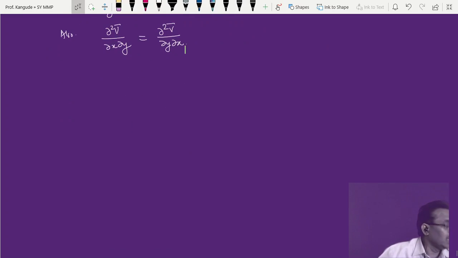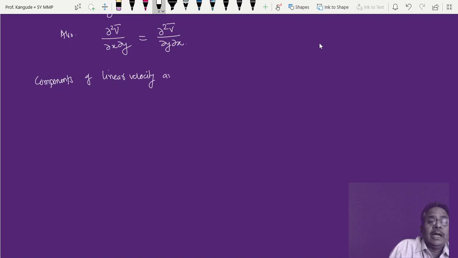How much time is there? 10 more minutes are there, so we'll just try to finish this derivation. So give the next title: components of linear velocity and acceleration in plane polar coordinates.